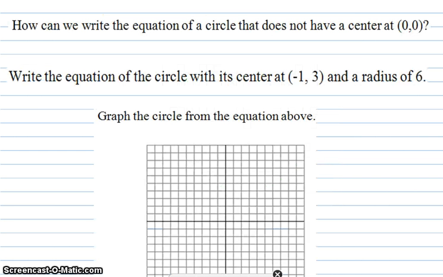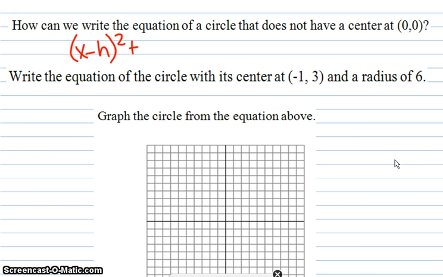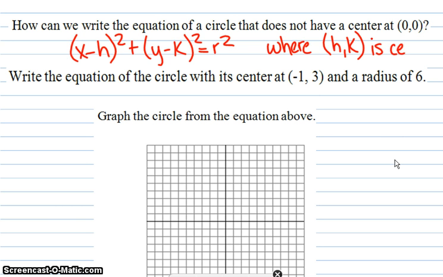Next thing we're going into is how to write the equation of a circle if it doesn't have a center at 0, 0. So I'm going to go ahead and start our recording. The way it's going to look if your center is not at 0, 0 is x minus h squared plus y minus k squared equals r squared, where h and k represent our center and we put the opposites into the equation, and r squared is going to be whatever our radius is squared. So I'm going to let my handwriting catch up with me.